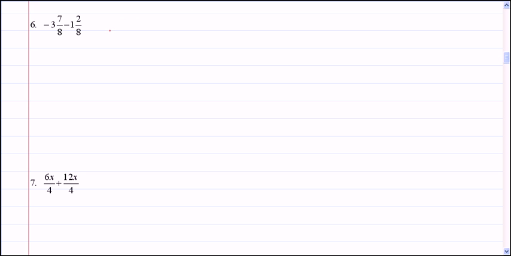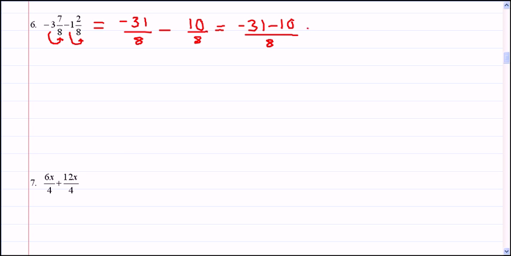For number 6, negative 3 7/8 minus 1 2/8. So I take 3 times 8 is 24, plus 7 is 31. So I have negative 31 over 8 minus 1 times 8 is 8, plus 2 is 10. So I have 10/8. Both denominators are equal to 8, so I have negative 31 minus 10 over 8, and negative 31 minus 10 is equal to negative 41 over 8.